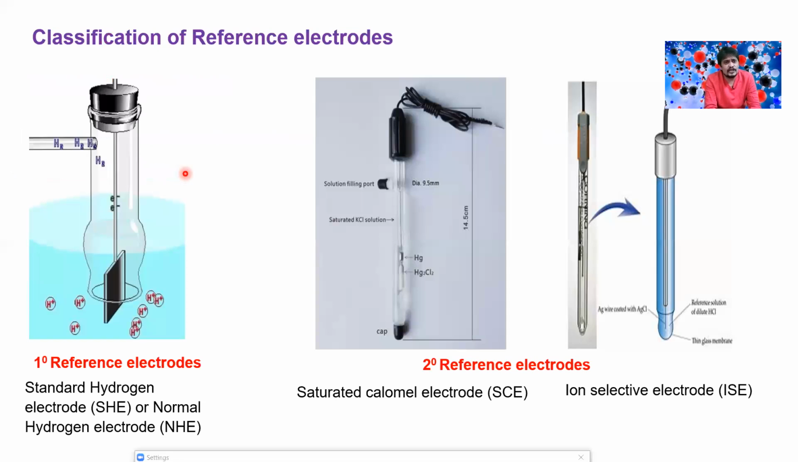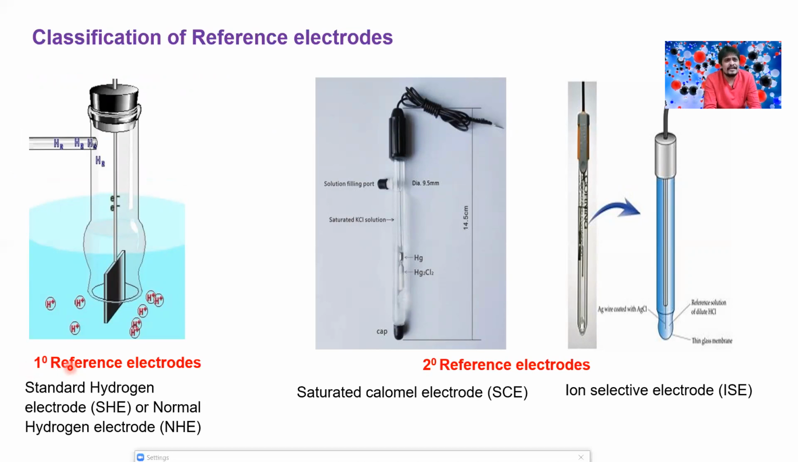So these reference electrodes are classified into two types. The first is the primary reference electrode and the second is the secondary reference electrode. What are primary and secondary reference electrodes? I am going to discuss that in the subsequent classes. Primary reference electrodes are usually the gas electrodes.